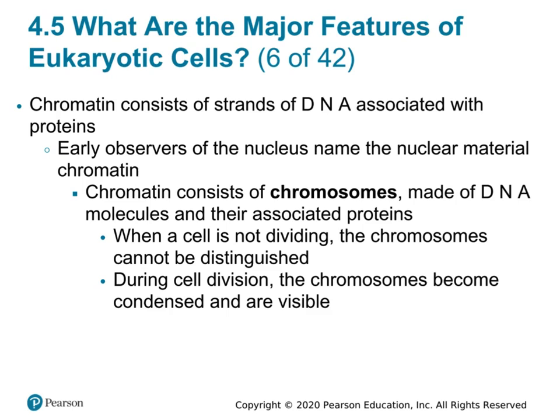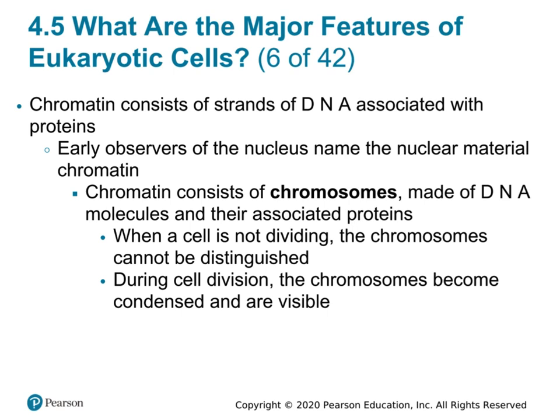Now, it's DNA associated with proteins, and early observers thought that the nucleus name and the nuclear material, chromatin, was kind of a misnomer. We weren't sure at first if DNA was really the genetic material. But what chromatin consists of, and what we now know is the genetic material and the dictator of protein instructions, is chromosomes, made up of DNA and associated proteins called histones.